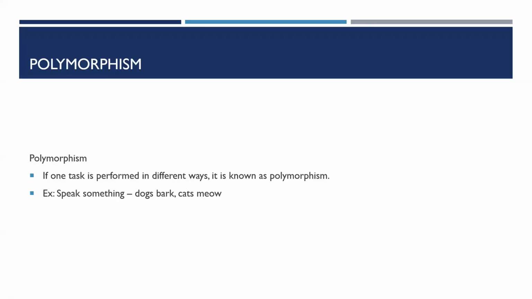So animal making a sound, this is your task. Dog will bark, cat will mew. Dog is an animal, cat is an animal. Bark is a sound, mew is a sound. So the same type of classes giving different outputs, that is called polymorphism.